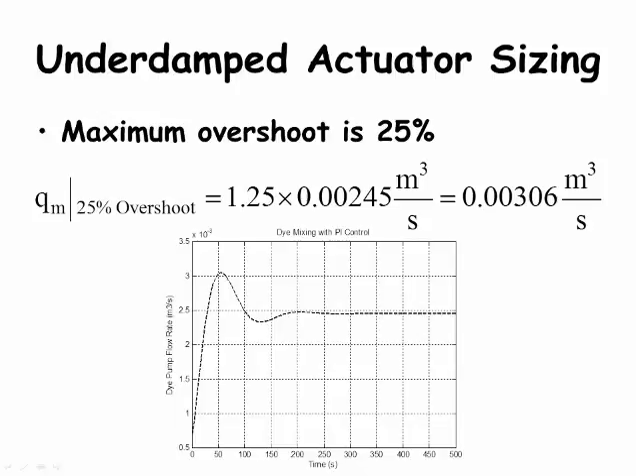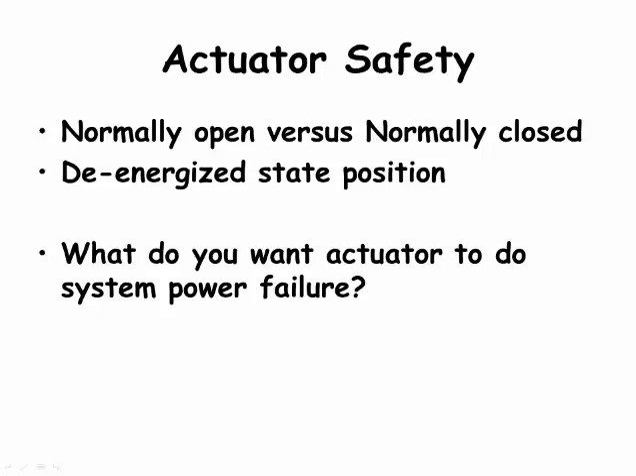The bottom line is that you can get a pretty good estimate of the actuator size needed for a well-tuned process by finding the input needed at the maximum set point value and adding another 25% to that value. The final topic for this video is actuator safety. The question to be posed is, what do you want the actuator to do when there is a power failure?